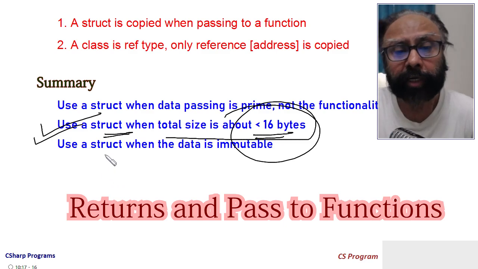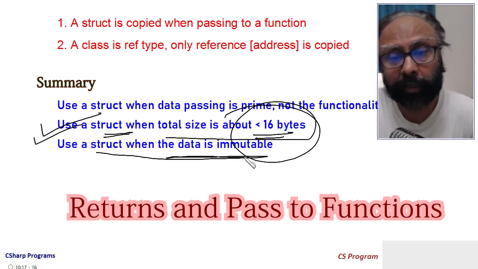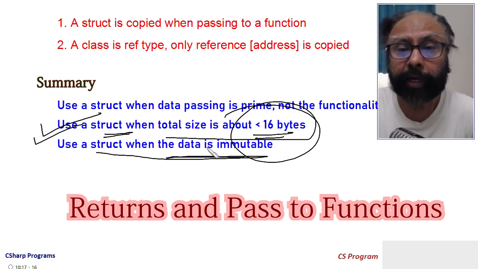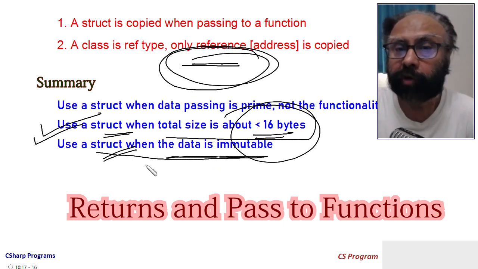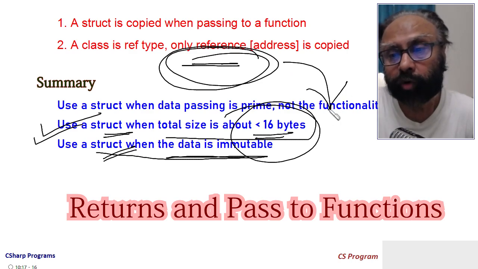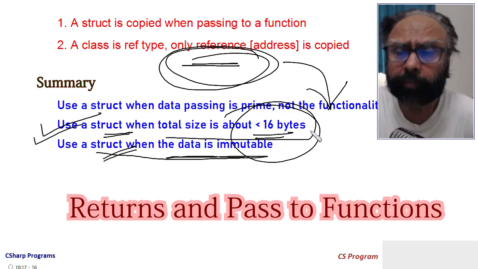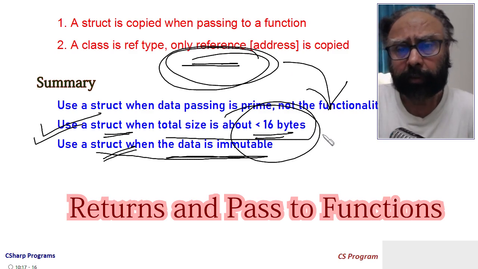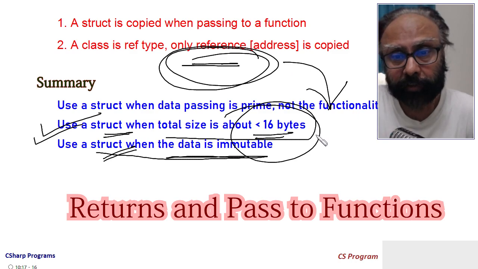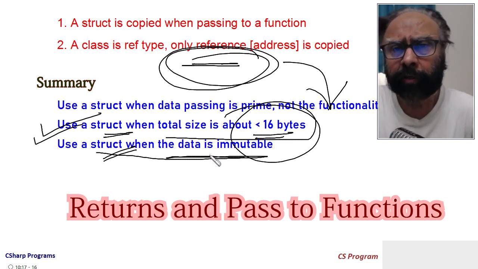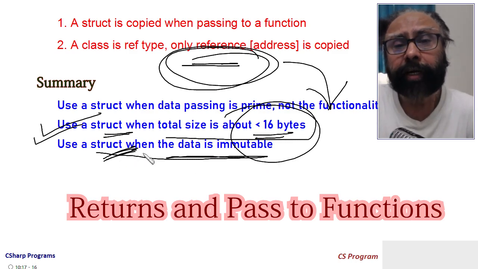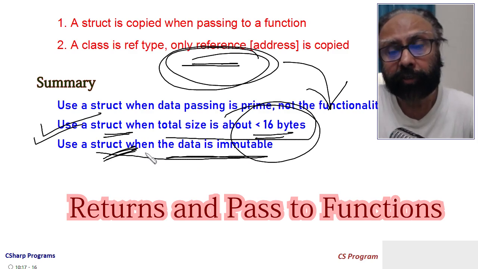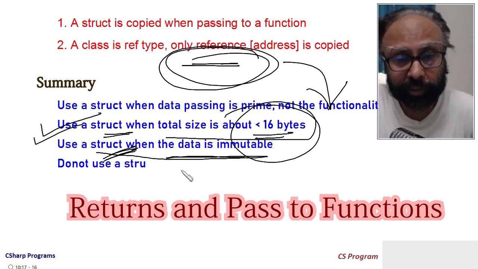Use a struct when data is immutable, when you want that the actual object should not change. In that case a struct would be preferred, because its copy will go. But again, it's your particular design requirement. Maybe it's quite possible that you do not want to copy a large object, and then there will be other ways of saving data, maybe create another temporary copy or whatever you do. But the point to note is that the struct's data will not change when it passes through a function.